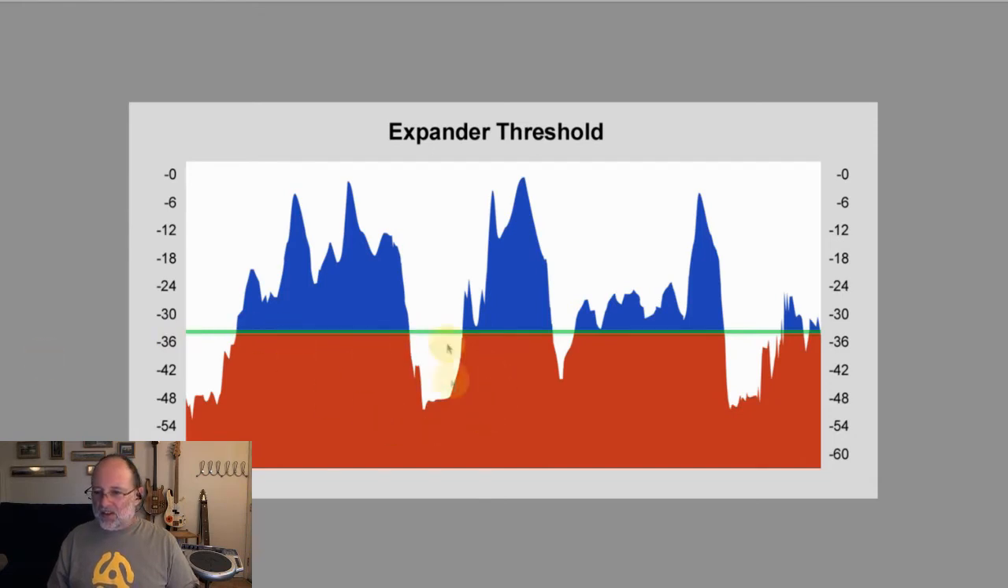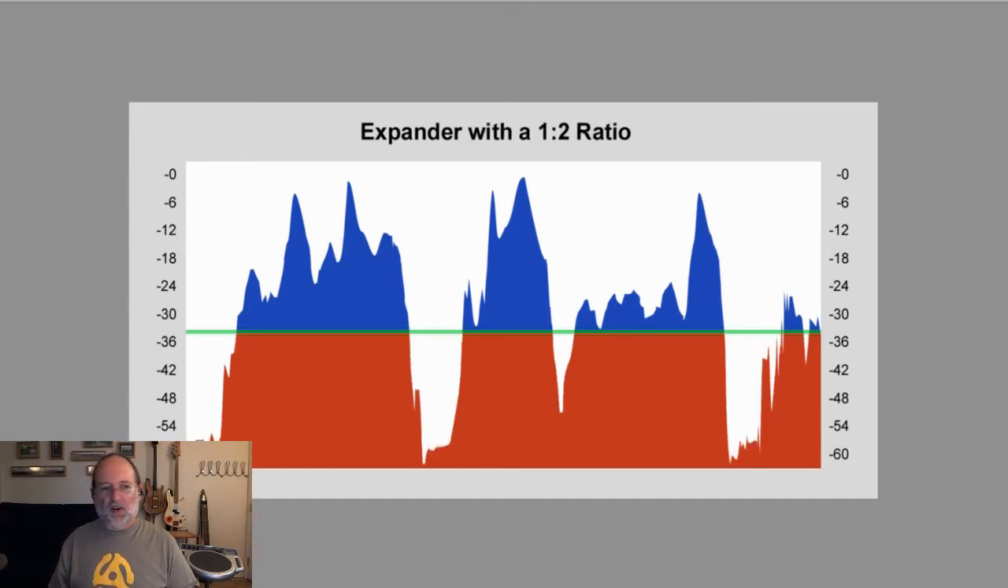So if you had this set up with a 2-to-1 expansion ratio, everything below that threshold will get twice as quiet. So you see the noise floor here is at -48 after a 1-to-2 expansion. You can see that noise floor is dropped. So expanders are useful tools for trying to get rid of the noise without affecting the rest of the signal.